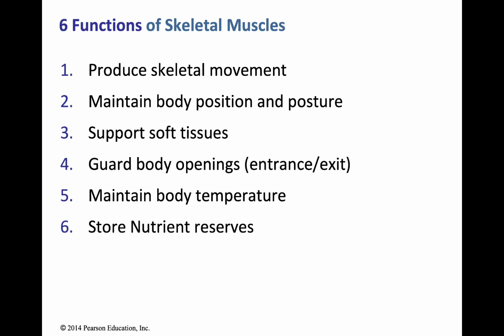produce skeletal movement, meaning movement of the bones, to maintain your body's position and posture, so your anterior and posterior thoracic region muscles, supporting soft tissues in areas where you don't have protection with bones, so the abdominal region, guarding the body's openings like the mouth, anus, the vaginal opening, maintaining body temperature, and storing nutrients. And the nutrient we're going to talk about is going to be glycogen, a stored version of glucose.